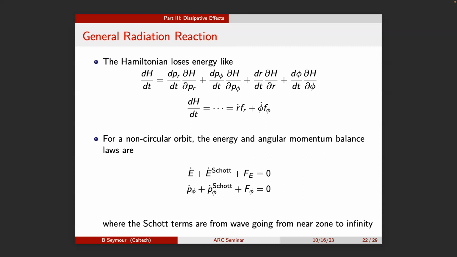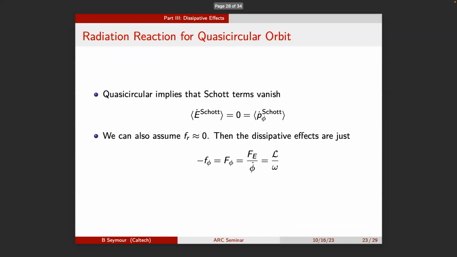Okay. So basically, if you do quasi-circular, you can make these two terms vanish. And also the radiation of this F_r is really small compared to the angular momentum radiation. So basically the dissipative effects are just captured by this F sub phi. And this F sub phi is basically the luminosity divided by the gravitational frequency, or the angular orbital frequency.